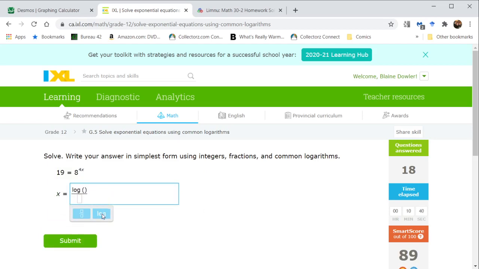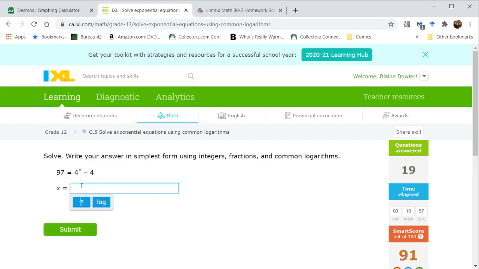This one is another fairly straightforward change of base, log of 19. But we're not just dealing with x, we're dealing with 4x. So I'm going to have the 4 log 8 with the 4 in here from the start instead of adding it after the fact.